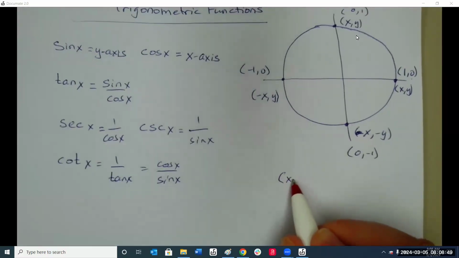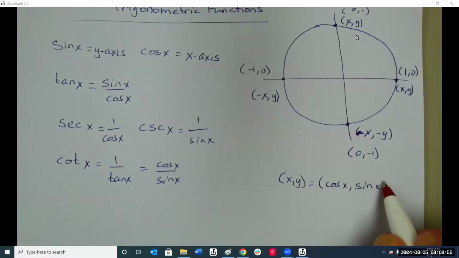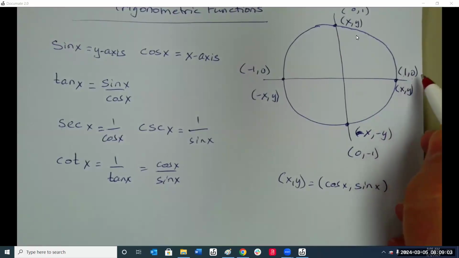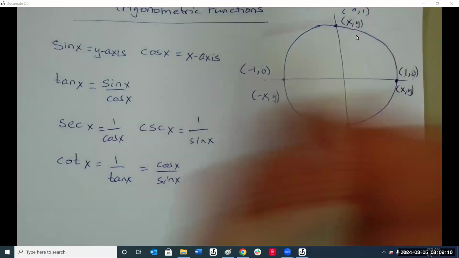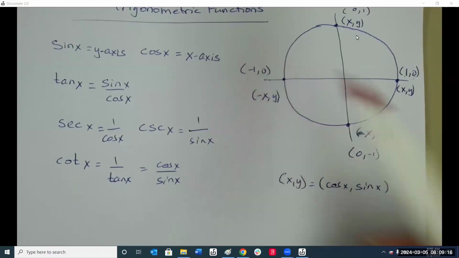Each point is made up of a cosine and a sine value. The cosine is the x, sine is the y. So at 0 degrees, we have cosine equals what? At 0 degrees, sine equals, yeah, and so on and so forth. At 180 degrees, cosine equals -1 and sine equals 0.